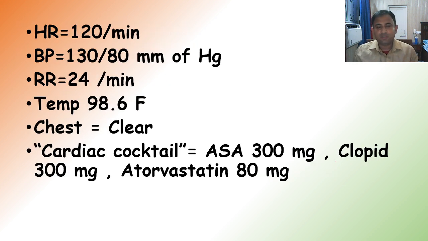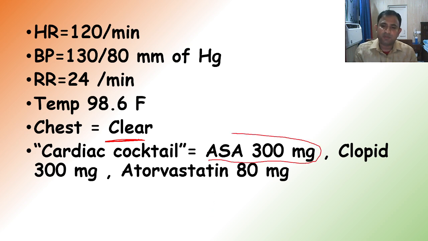So he was evaluated there in the peripheral setup. His heart rate was 20 per minute, BP 130/80, respiratory rate, temperature as mentioned, chest was clear. So why is this very important when you are encountering a patient of chest pain? I'll come to that. And over there an ECG was done and simultaneously a cardiac cocktail consisting of Disprin 300.